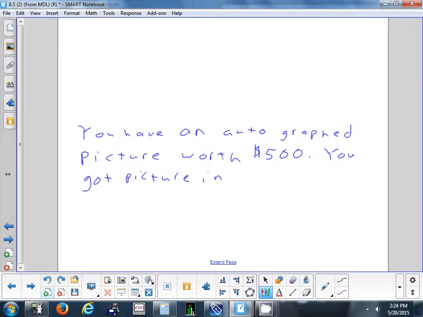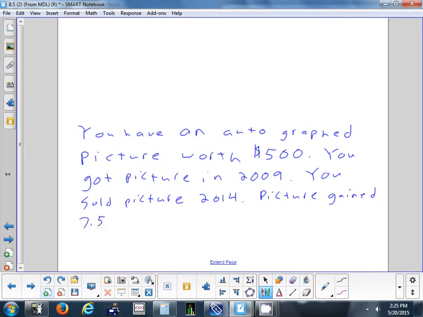You got the picture in, let's say, 2009. Okay, you sold the picture in 2014. The picture gained 7.5% per year. Find the value when you sold the picture. So basically, find the value in 2014.